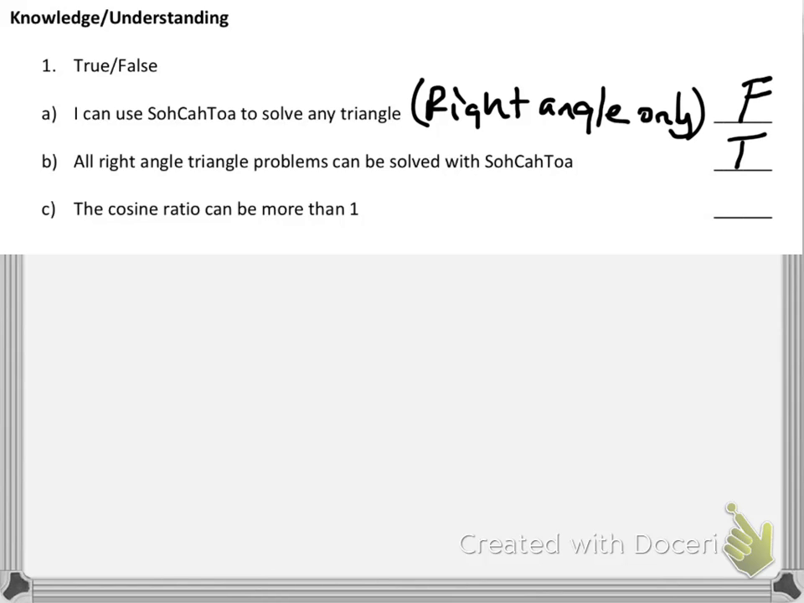And that means that the second one's true. So yeah, for all right angle triangle problems, we can do it. And the last question says the cosine ratio can be more than 1.